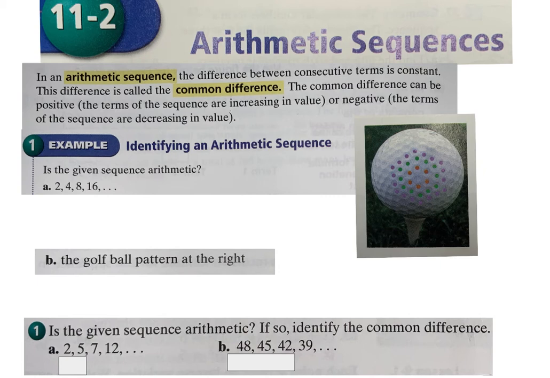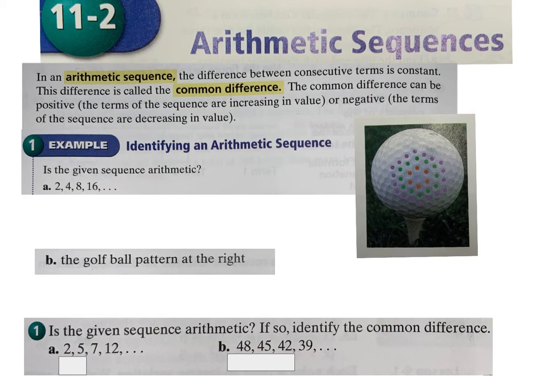So if I look at this first one, to go from 2 to 4, what would I have to add? 2. So can I do that for the rest of the sequence? No. It goes to 8 and it goes to 16. Is there a pattern? Yes, there is a pattern. I'm adding 2, then 4, then 8, then I'll likely add 16. There is a pattern, but it is not an arithmetic sequence because I am not adding the exact same number to get from one number to the next. So just because it's not arithmetic doesn't mean there's not a pattern. It means it's not an arithmetic sequence, okay?